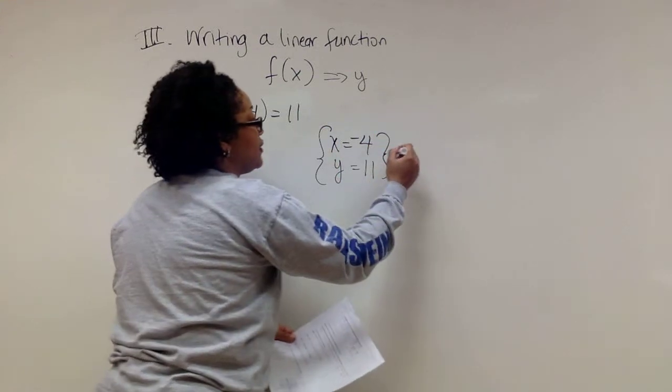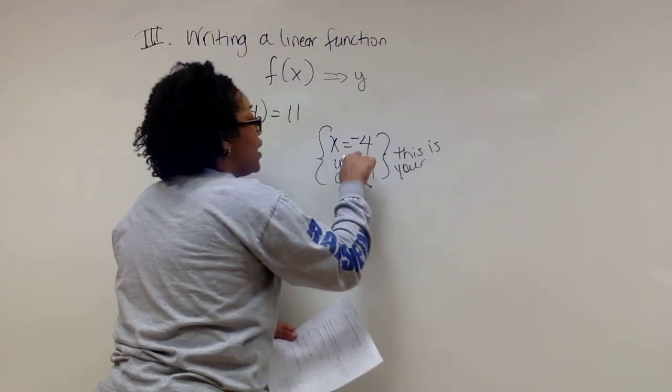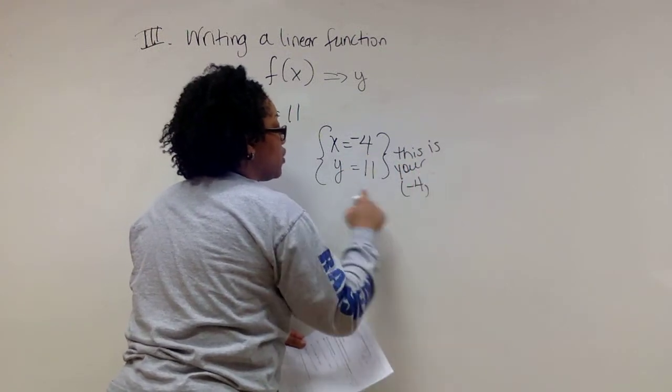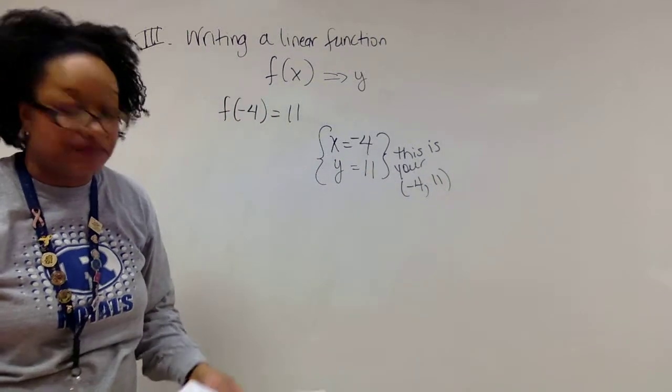So we got to keep this in mind, and I'll just write this right here. This is your point. Your x coordinate would be negative 4. Your y coordinate would be 11. That's what you would plot on your line.